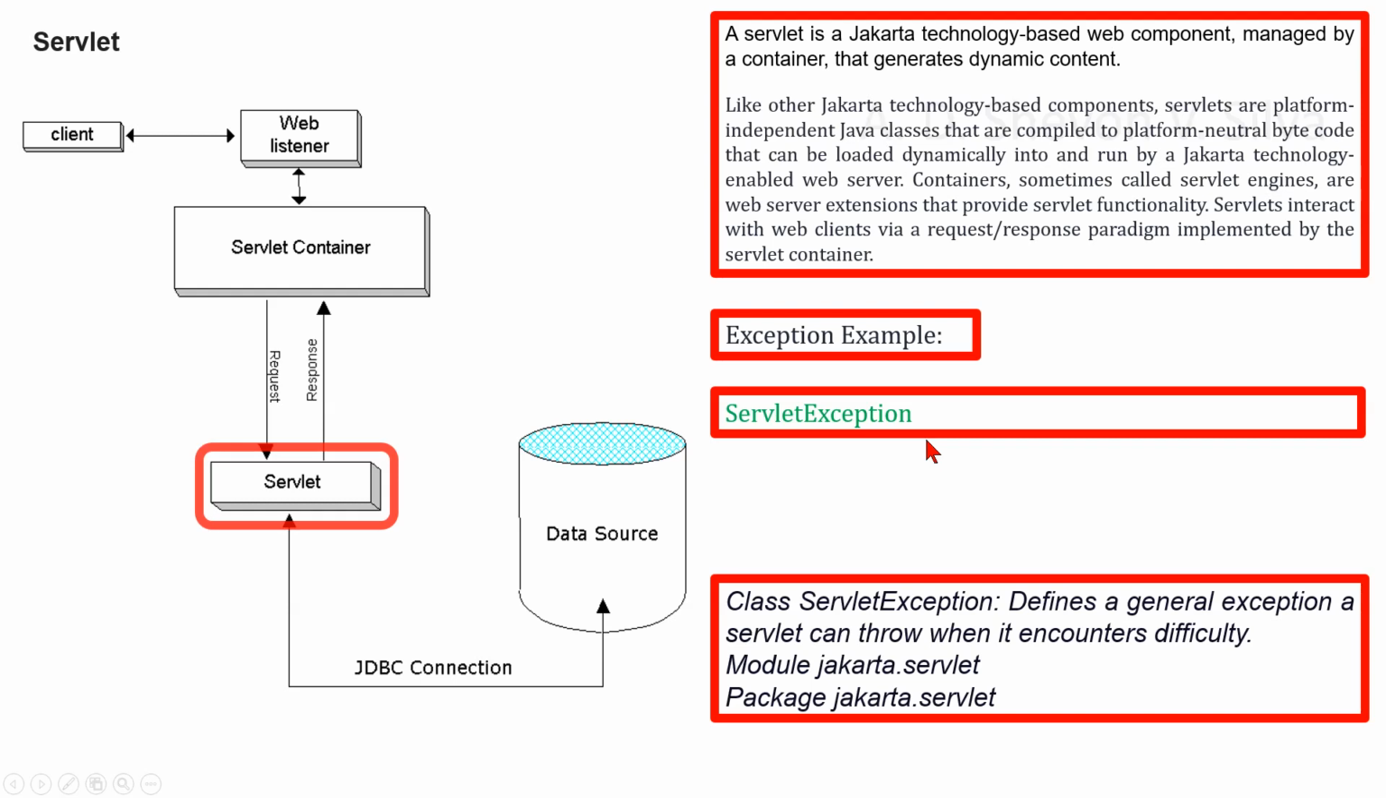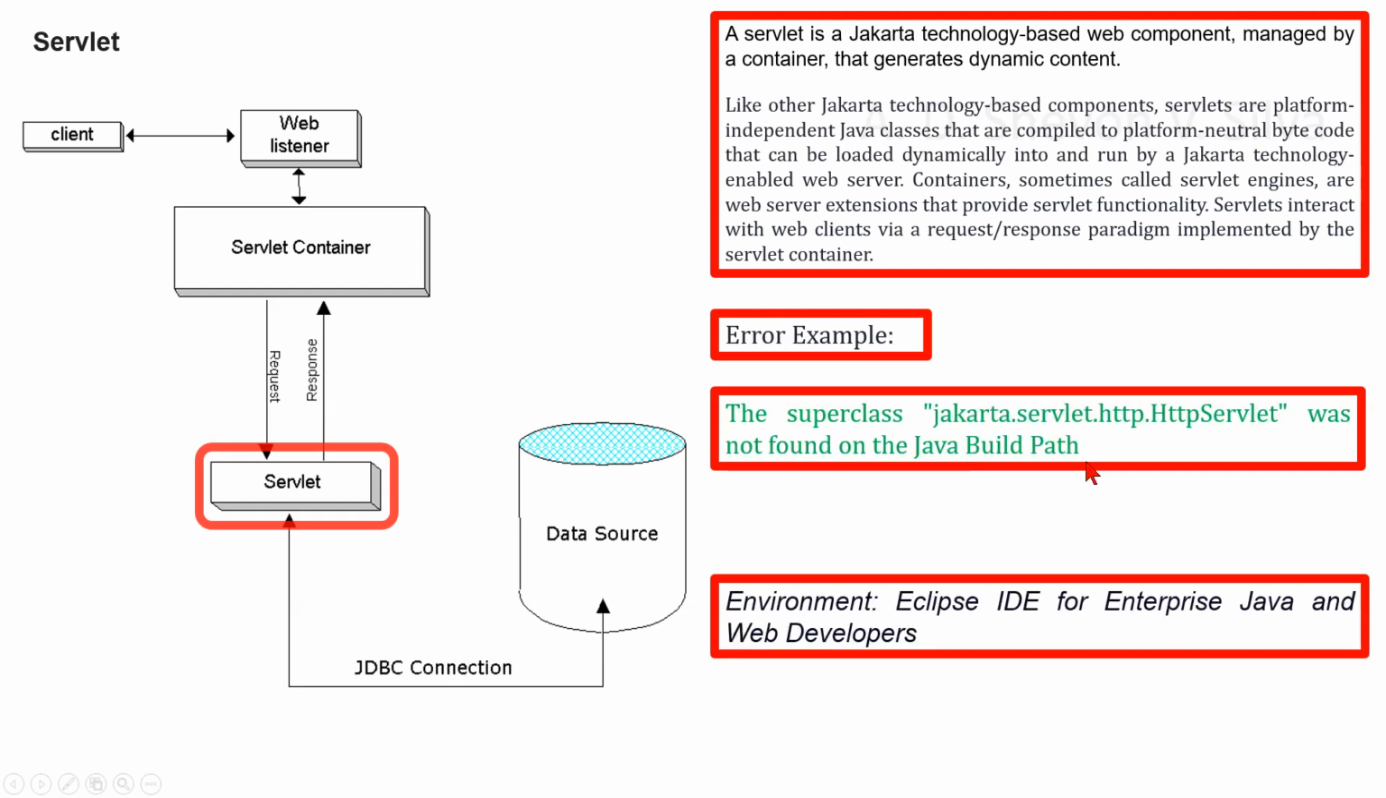As an error example, we can consider this error. The supporting class jakarta.servlet.http.HttpServlet was not found on the Java build path. This error occurred in an environment with Eclipse IDE for Enterprise Java and Web Developers.